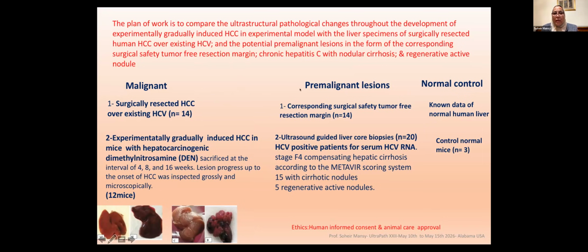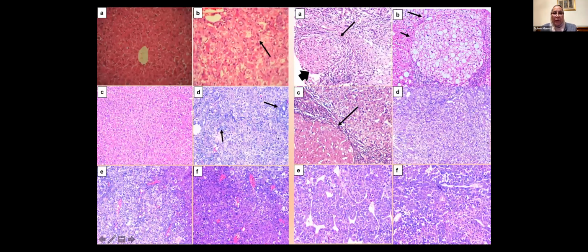And also compared to the pre-malignant lesion of the corresponding surgical safety tumor-free resection margin, and ultrasound-guided liver core biopsy, about 20 samples from patients positive for HCV and of stage F4. The normal control, as usual, we have normal control of mice, and the normal control of human would depend on the normal data present in the literature. This is light microscopy of the studied cases.